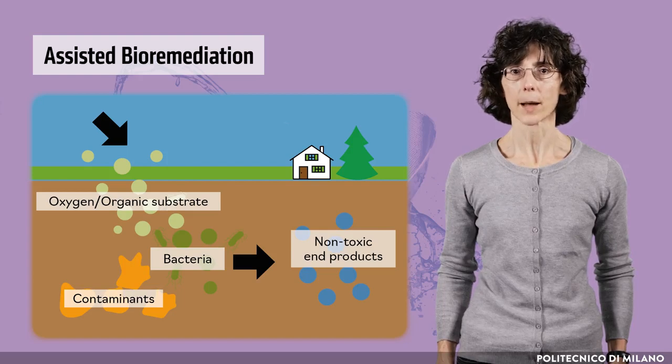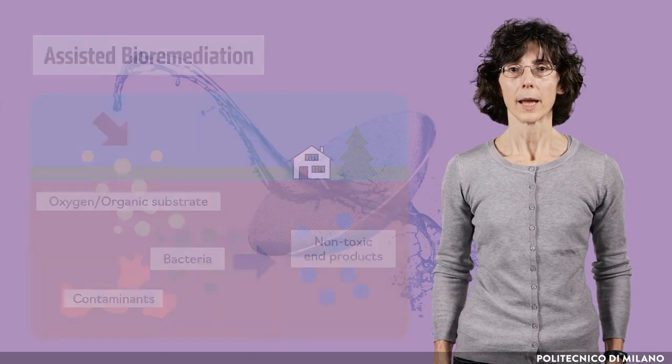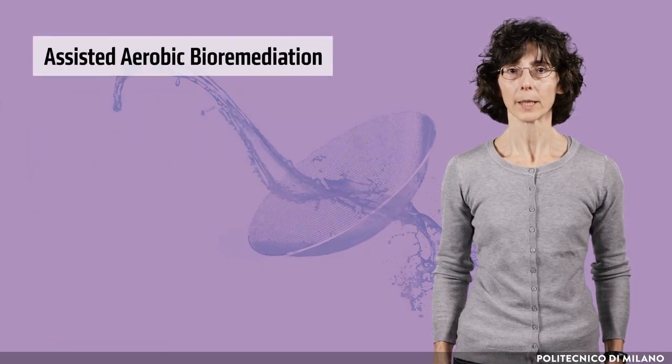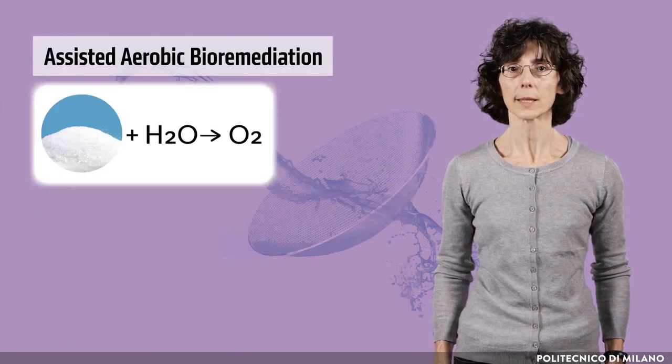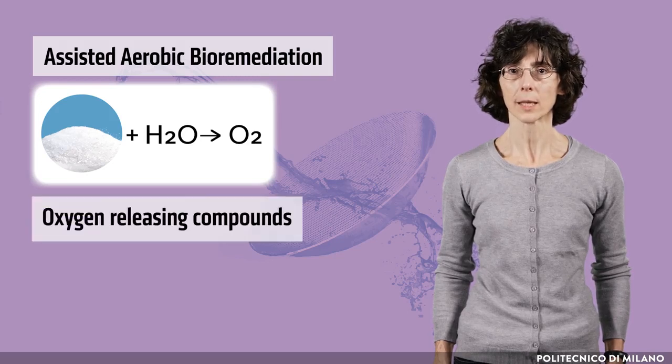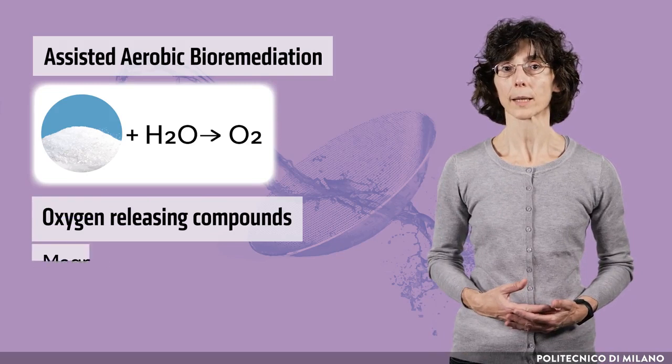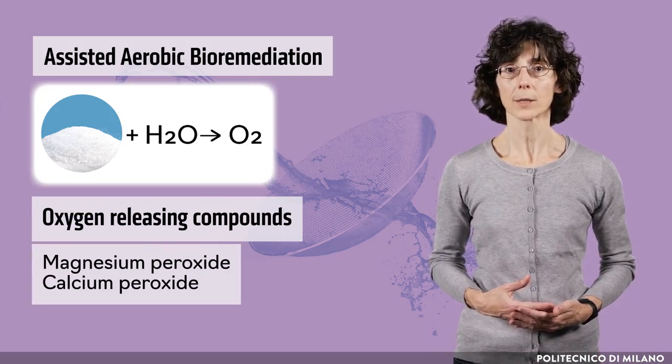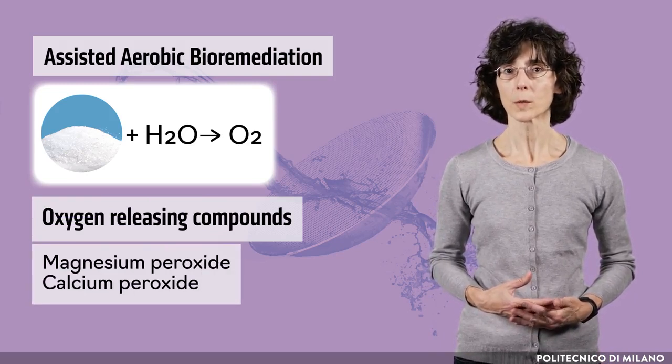In assisted aerobic bioremediation, oxygen is released into the aquifer thanks to slow oxygen-releasing compounds, such as magnesium peroxide or calcium peroxide, which once poured into the saturated zone, hydrate with groundwater to release oxygen and transform into hydroxides.